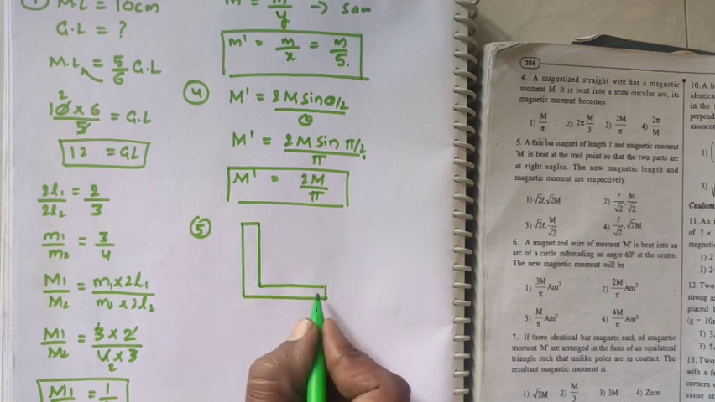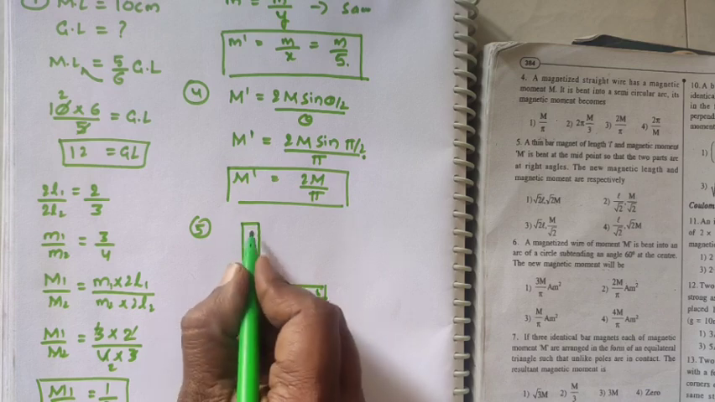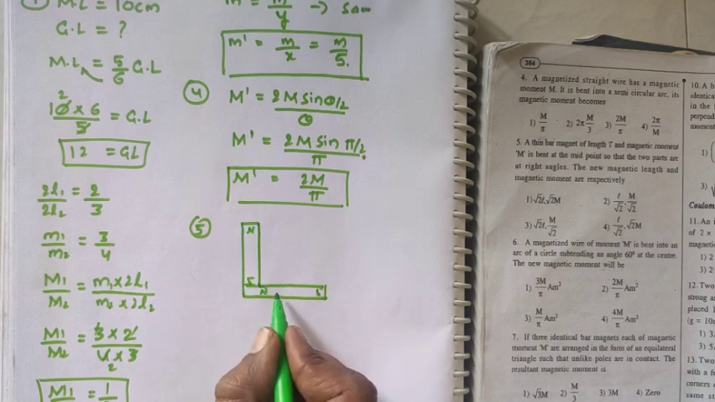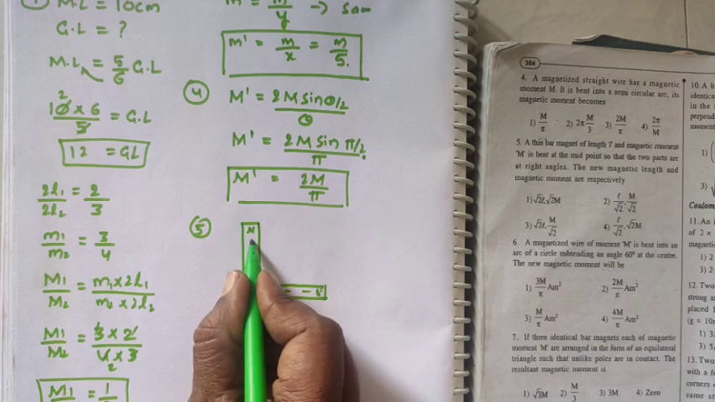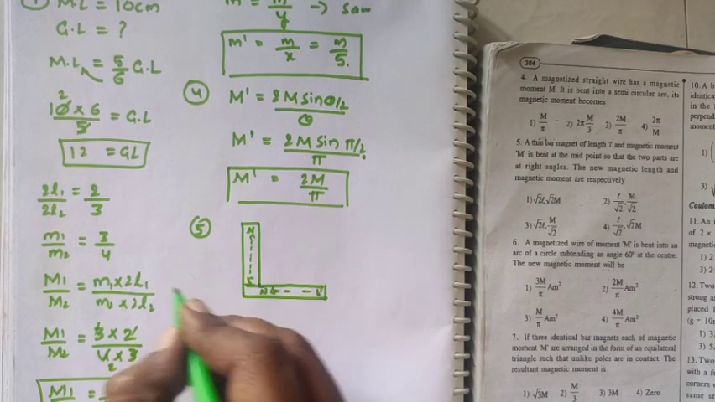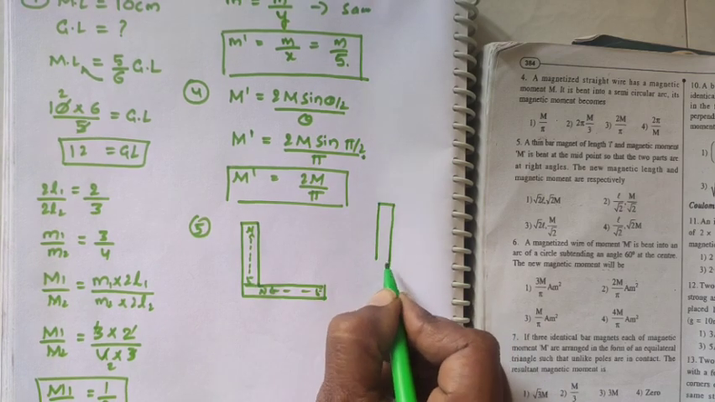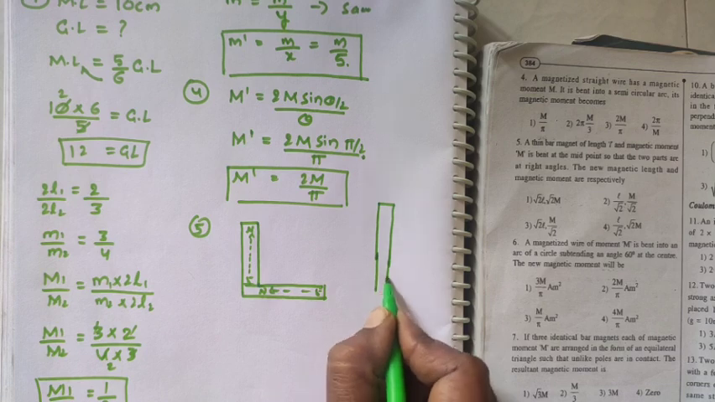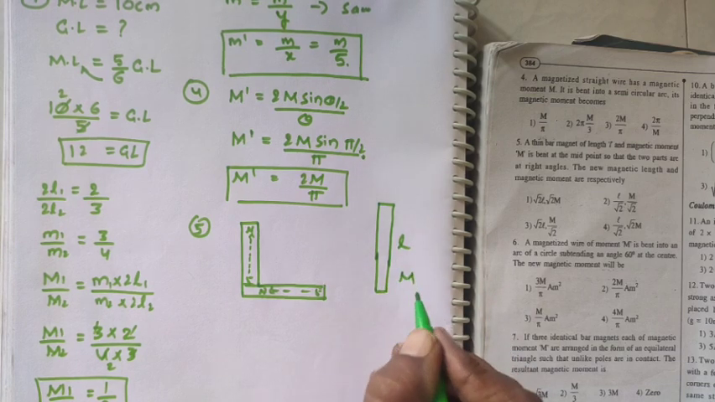Here I will take that south pole, north pole, south pole, north pole. What is the direction of the magnetic moment here? South to north. Here this is south to north direction, right? Initially this was the magnet, right? This is the initial case. Its length is L and its magnetic moment is M.